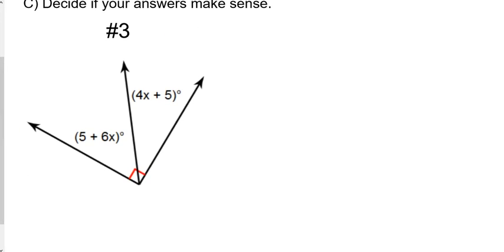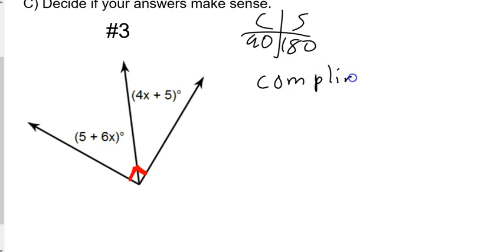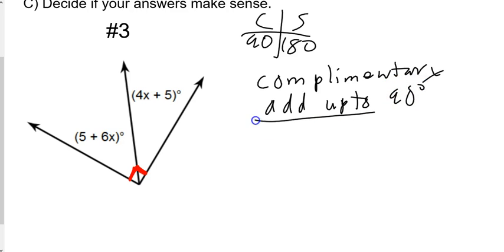All right, so what do we notice on this one? What we notice here is we have this 90-degree angle right here. Okay, so go back to the thing I told you in the previous notes. C comes before S, 90 comes before 180. So 90-degree angles are complementary. So we're going to write complementary. And then we're going to say, remember, very important here, add up to 90 degrees. You must have this part. And then you can't just say 90.